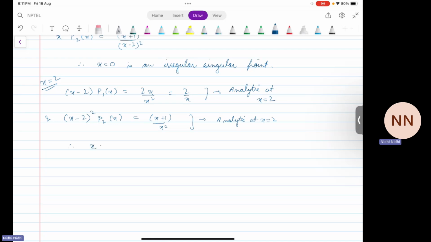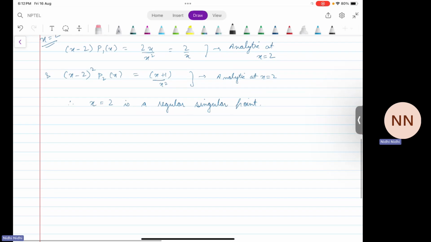Therefore, x is equal to 2 is a regular singular point. I hope you all were able to see how we are finding the singular points and then justifying their nature. Okay, then let's move to the next question.